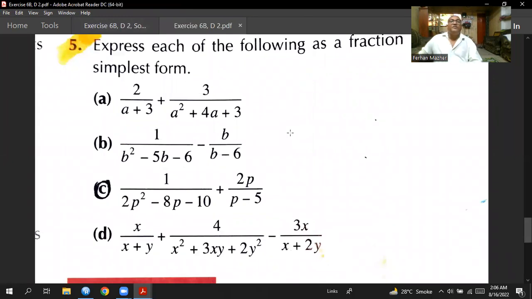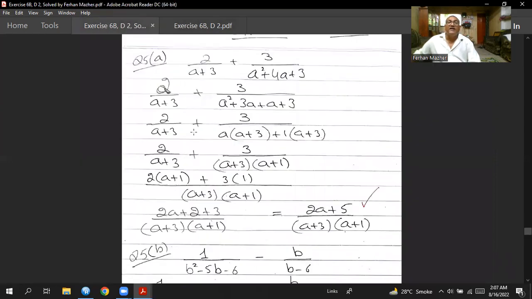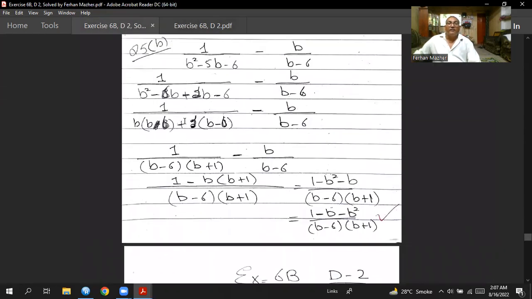Okay, so question number 5, it's B part. Here we have 1 divided by b square minus 5b minus 6 minus b divided by b minus 6, sorry. So this denominator can be factorized. You can do the midterm breaking, write the pairs of the 6, and they are 1 into 6 and 3 into 2, and we want that pair which by subtraction will give you 5. So that pair will be 6 and 1. So the big number will be given negative sign, the smaller number will be given a positive sign. So here we go.